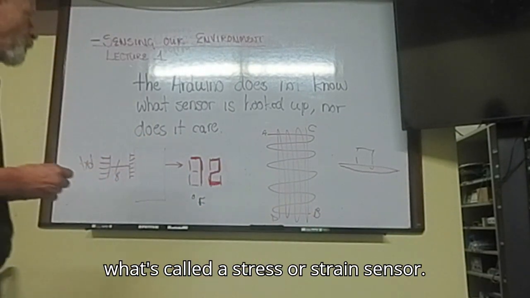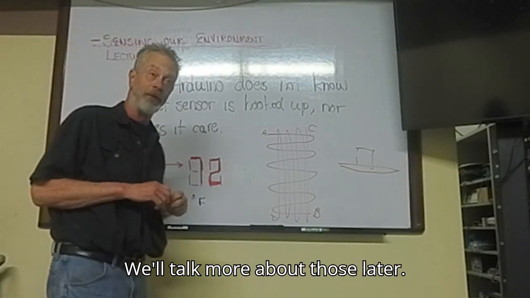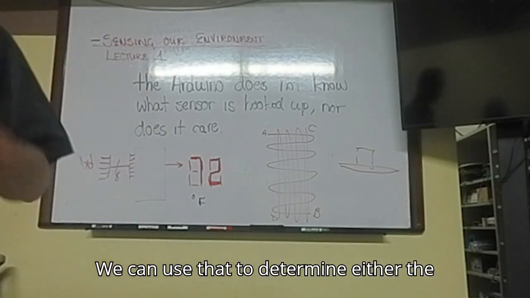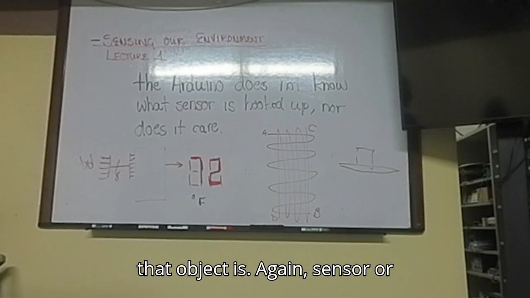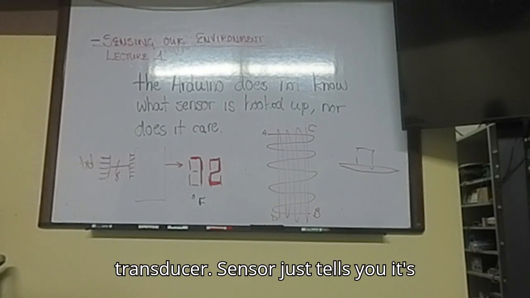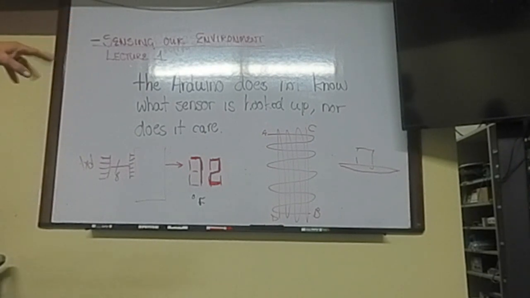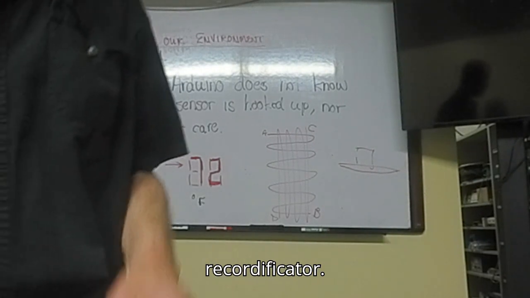This is actually what's called a stress or strain sensor. We'll talk more about those later. We can use that to determine either the presence of an object or how heavy that object is. Again, sensor or transducer: sensor just tells you it's there, transducer tells you how big it is, how much it weighs. All right, we'll turn off the recording.